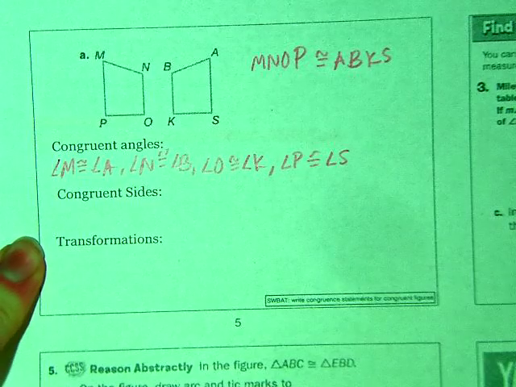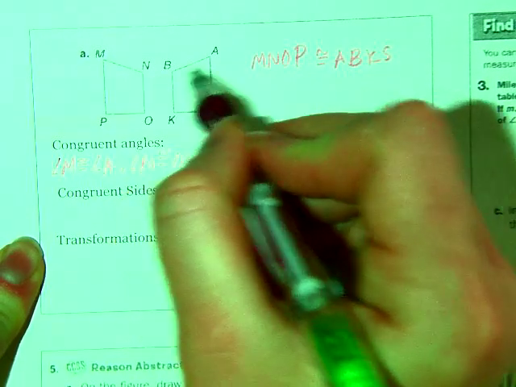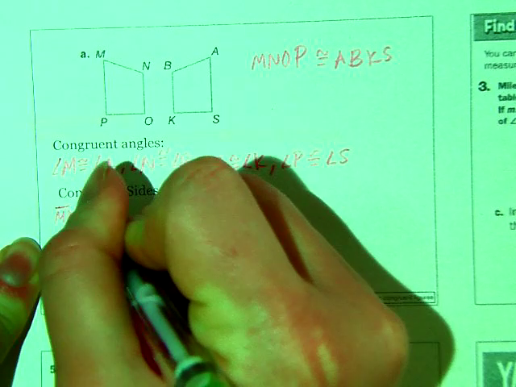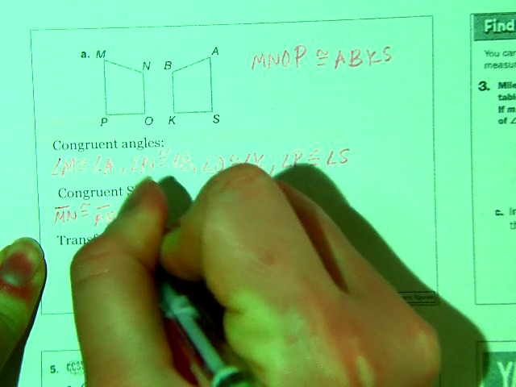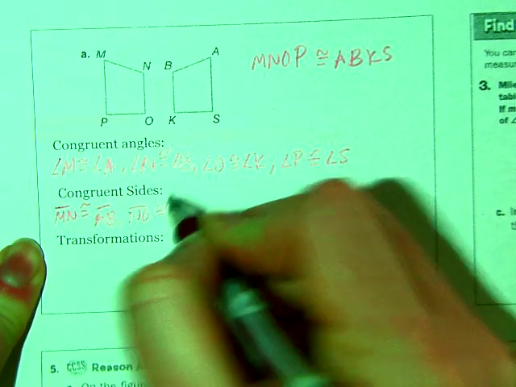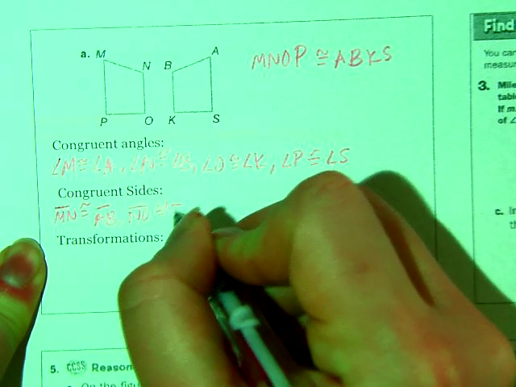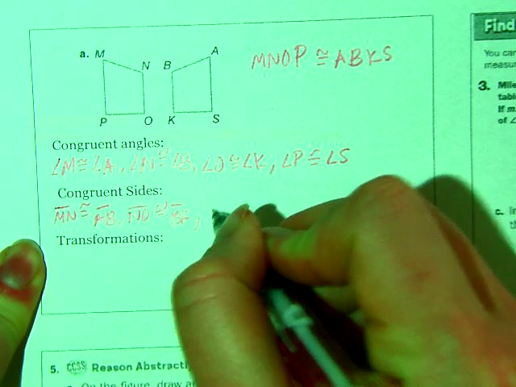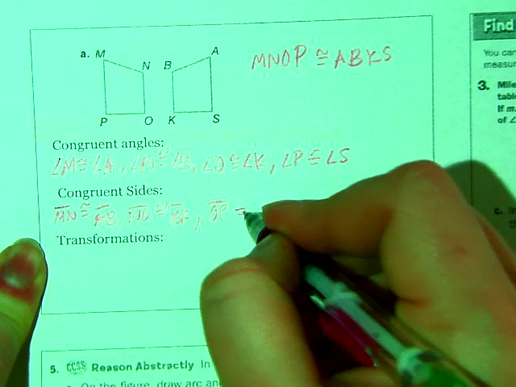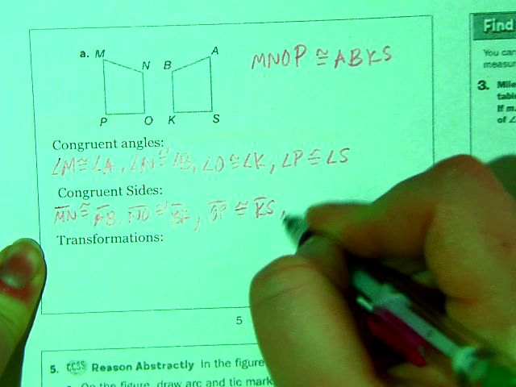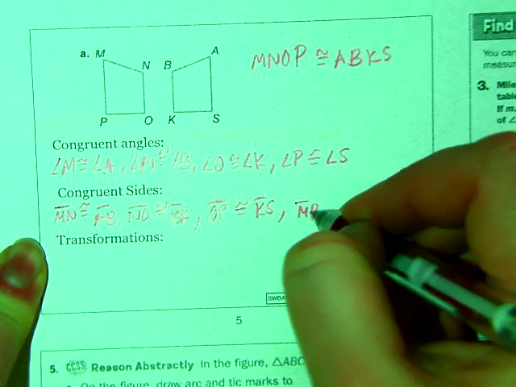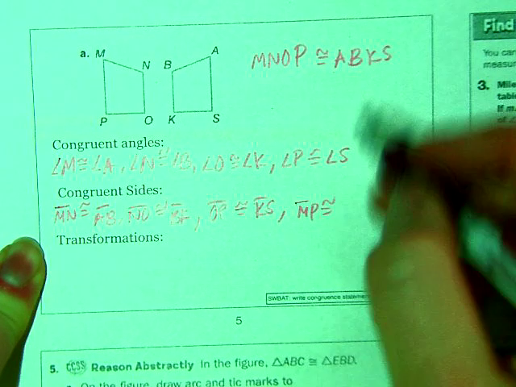Sides, we have 4 sides here, so MN and AB. So side MN is congruent to side AB, comma, NO goes with BK, no Burger King. OP goes with KS. Watch your symbols, your notation. And MP, first and last here, goes with AS.